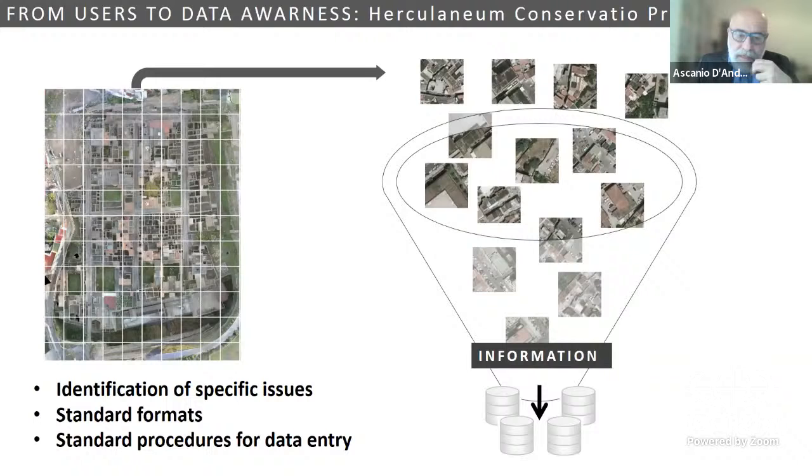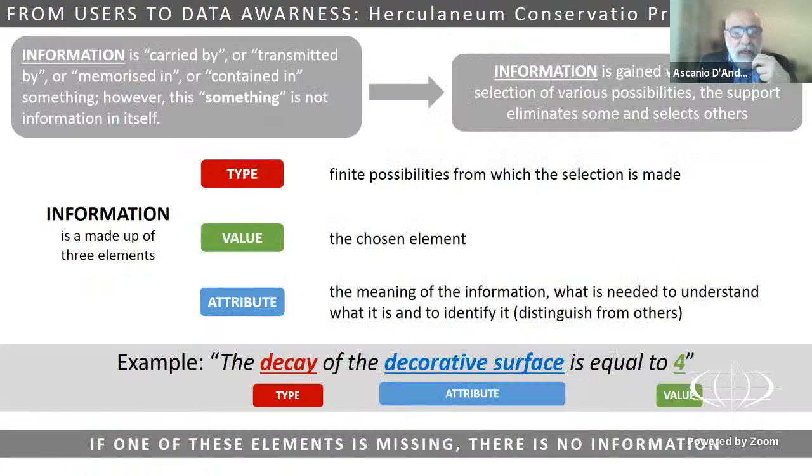I think this allows us to store the data in a proper way inside the databases. But when we talk about information, what exactly are we dealing with? If we take the example of a sentence that a conservator can say, "the decay of the features is equal to 4," from a data management point of view, we can split this sentence into three main elements: the type, the value, and the attributes.